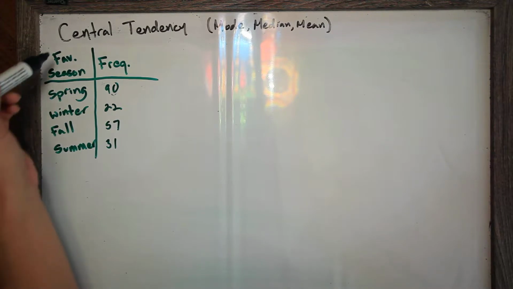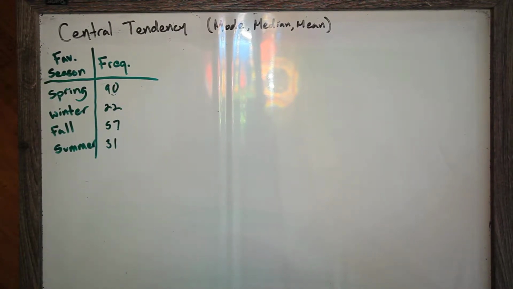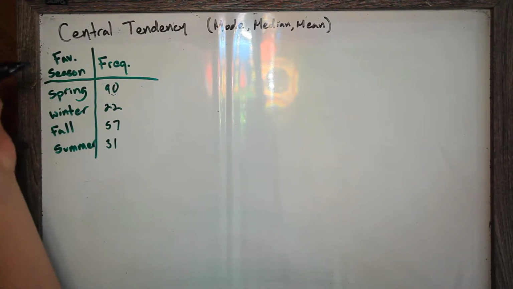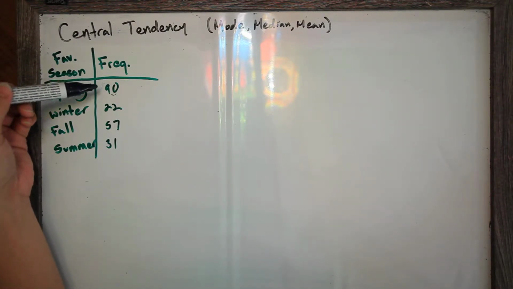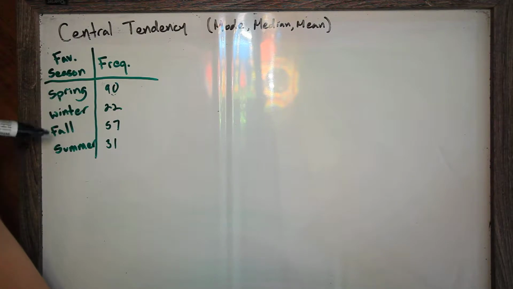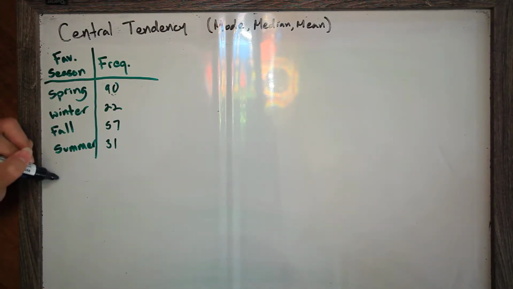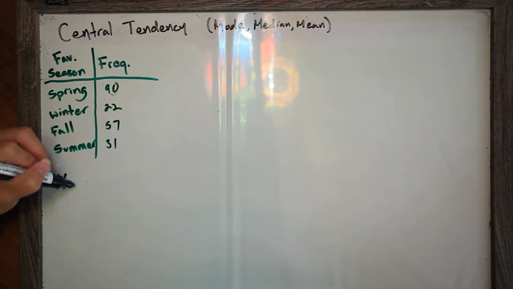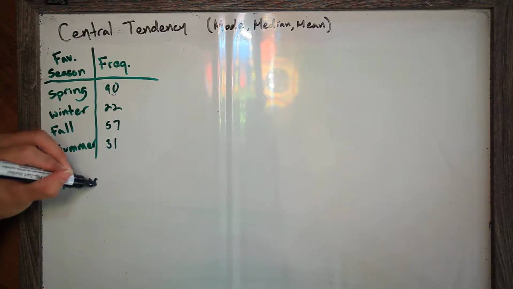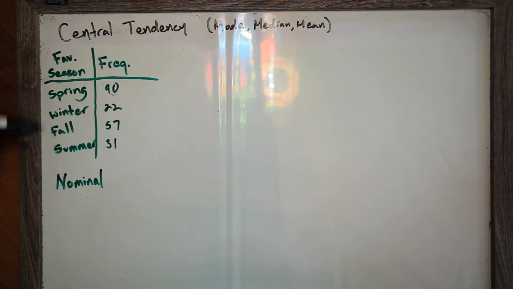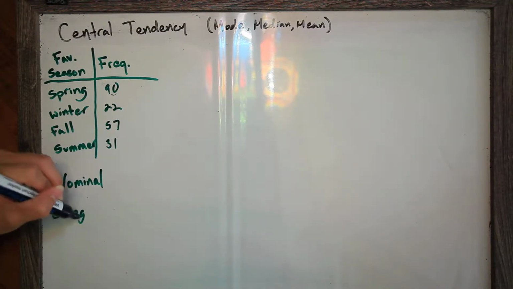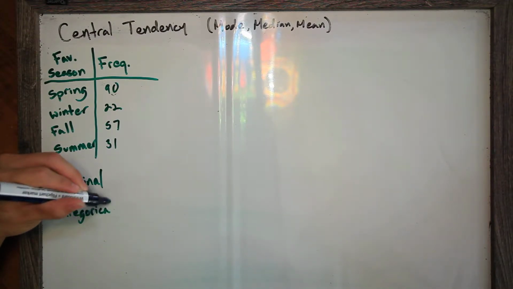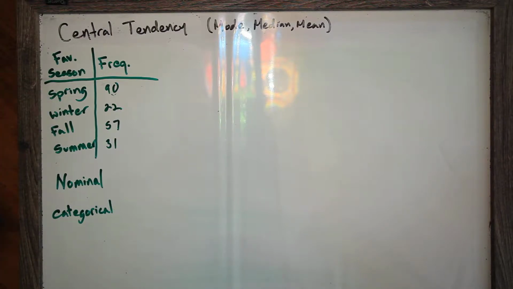So here we have a frequency table. It is for favorite seasons, and we surveyed all of these people and these were what they answered. So we know that this data is nominal because the categories here are categorical. They are not numerical. Each one is just a different category. We cannot put them in order.